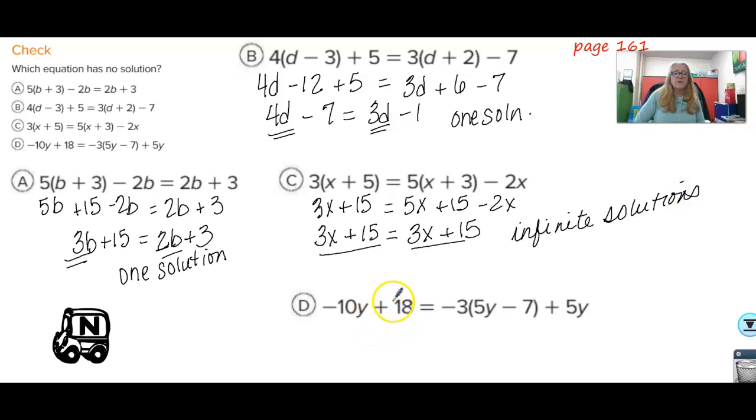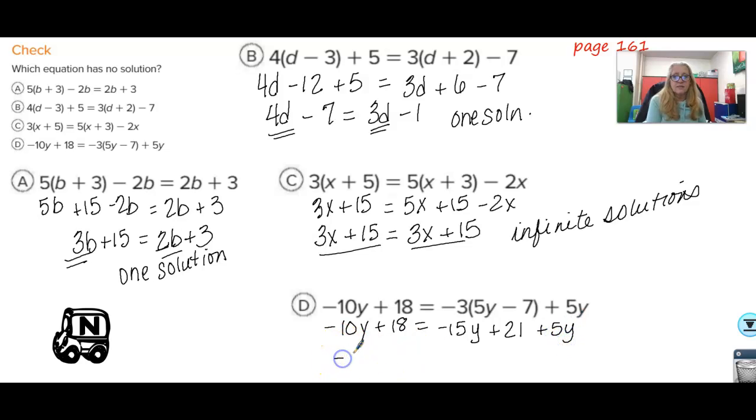Now, I know some of you are going, well, you don't have to do D because we know D has to be the right answer because the first 3 weren't. Oh, I'm going to do D because I like doing math. Negative 10y, don't you dare fast forward me. Don't you dare, don't do it. Negative 3 times 5y is negative 15y. Negative 3 times negative 7 is positive 21 plus 5y.